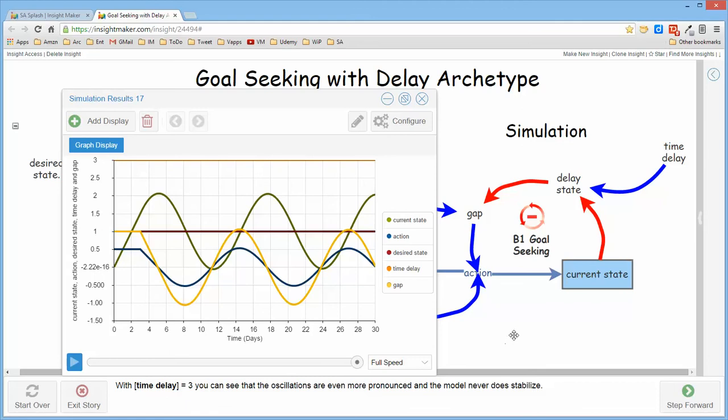Continuing along, if I go ahead and set the time delay to 3, I end up with a situation where the system oscillates back and forth, and I never end up achieving the goal.